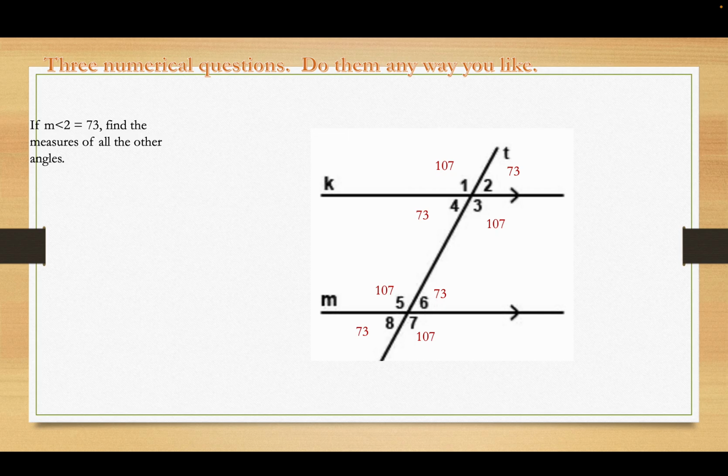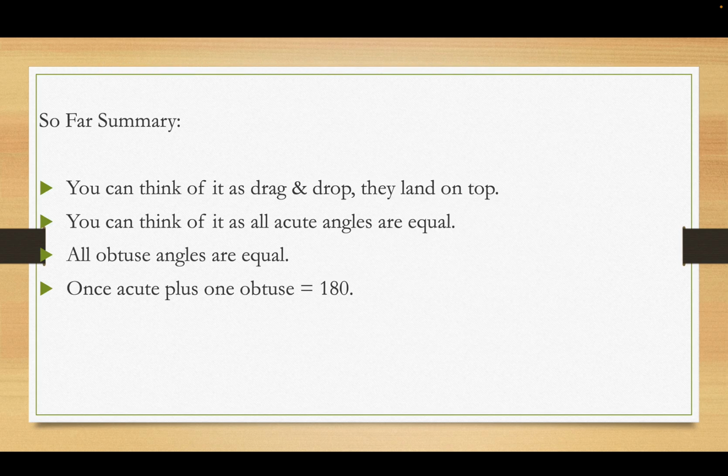All right. So far, let's remind us of what we've talked about. You could think about drag and drop and they land on top, or you could think of that diagram as being made up of acute angles and obtuse angles. All the acute angles are equal. All the obtuse angles are equal. One acute angle plus one obtuse angle always adds up to 180 degrees.